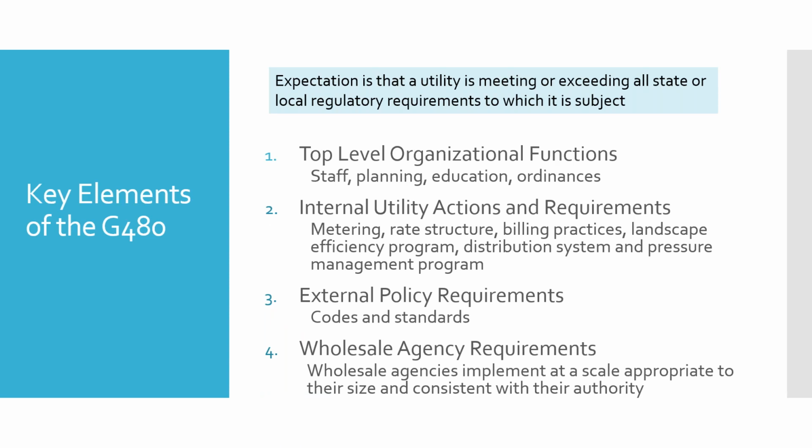In addition to the normal boilerplate language that you'd find at the beginning of a standard, there's a list of definitions for terms that are used in the standard. And there are then the 4 main sections that are covered here on the slide. You'll see the blue box at the top: there is an overarching expectation that the utility is meeting the regulatory requirements that apply to it. But the key sections are the top-level organizational functions, which are providing a supportive environment for a program, the internal utility actions, external policy requirements, and wholesale agency requirements. We'll talk more in detail about things under each of these sections. Go to the next slide.